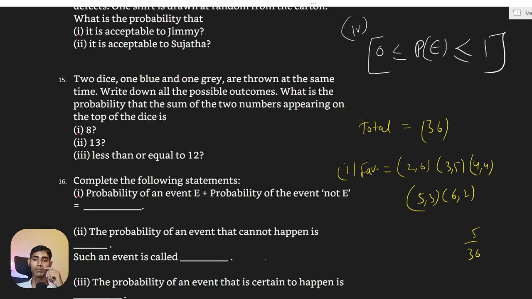Next part, second part? Tapasya, any doubt? Third one? Okay, we did this. Less than or equal to 12. Okay, that is 1. I didn't see the third part, I just made it up.